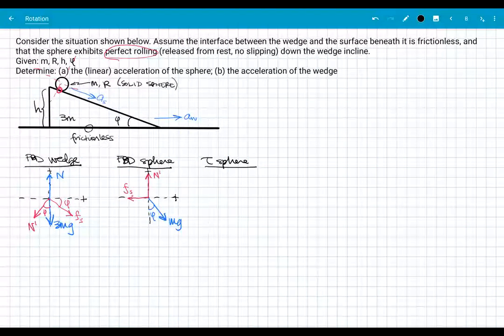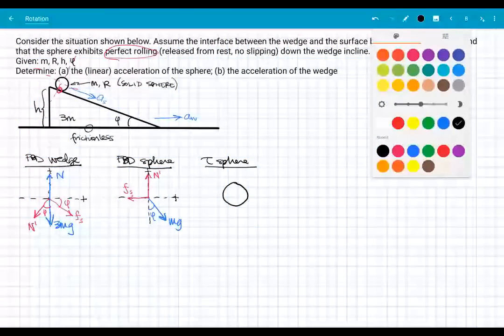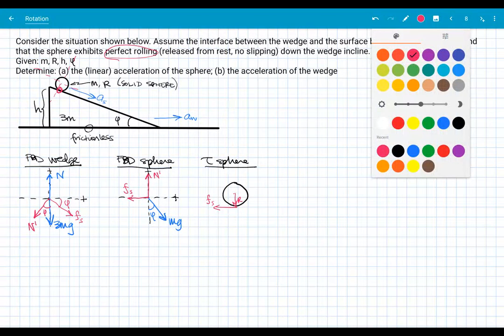And then a torque diagram for the sphere. This is fairly simple. There's only one force that causes torque on the sphere, and that is the force of static friction. I've been using pink for that, so I'll continue. So even though there are three forces on the sphere, you can see from the sphere free body diagram, only one of those forces actually causes a torque. So there's my torque diagram.